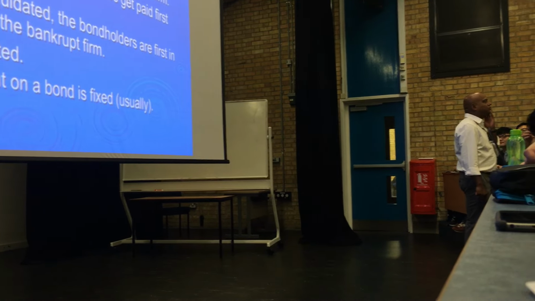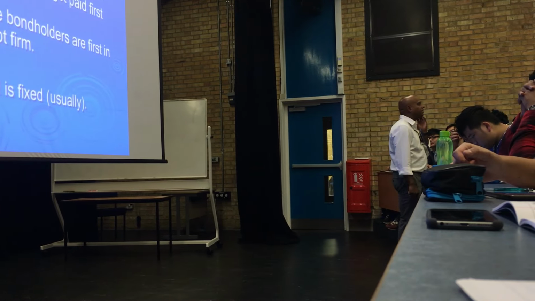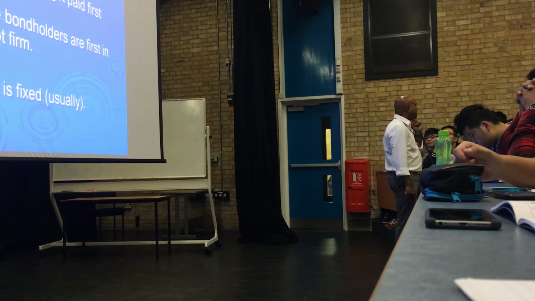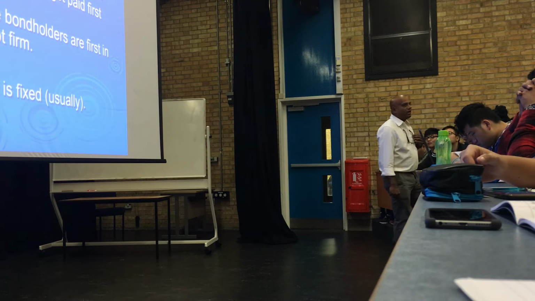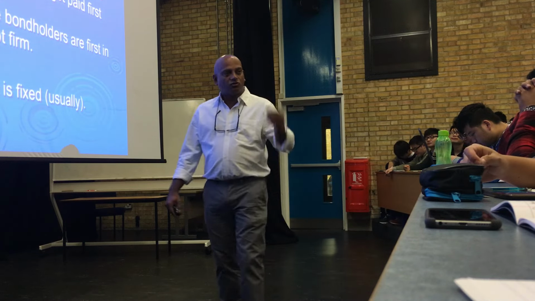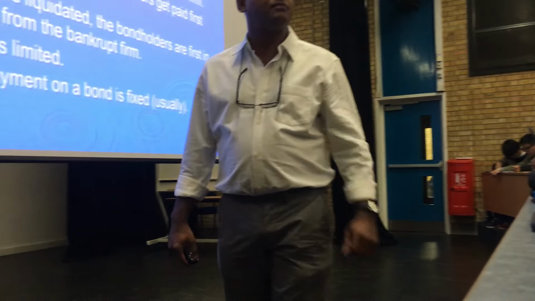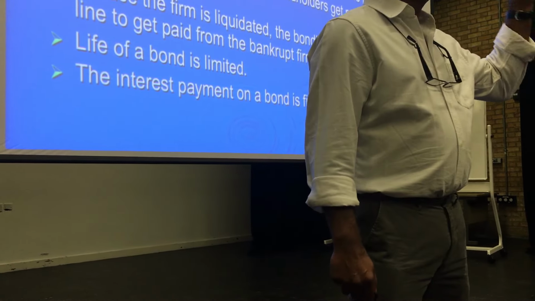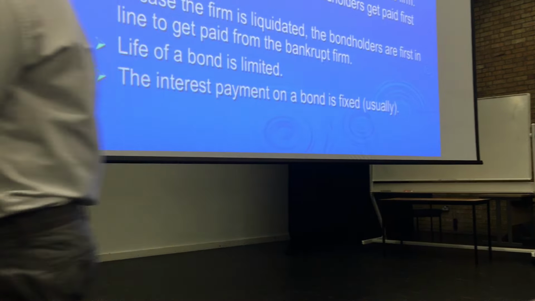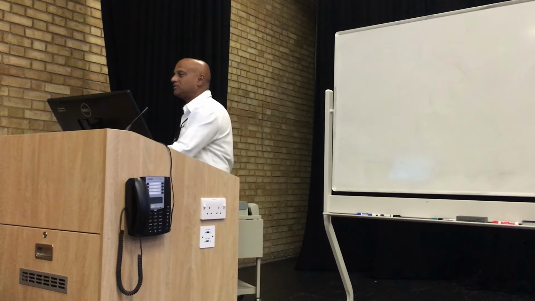Any payment made to the bondholders is tax deductible by the firm. So any interest payments made to the bondholders by the company is tax deductible. So inland revenue and the bondholders get paid first. Stockholders get paid last. After the bondholders, who gets paid? Shareholders are last.